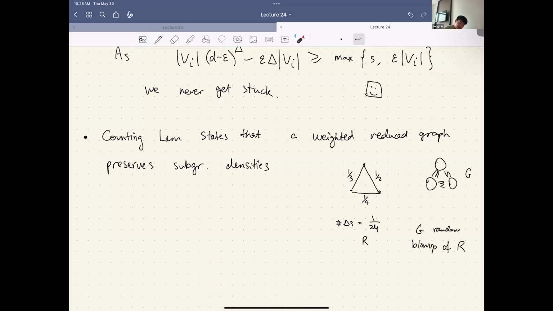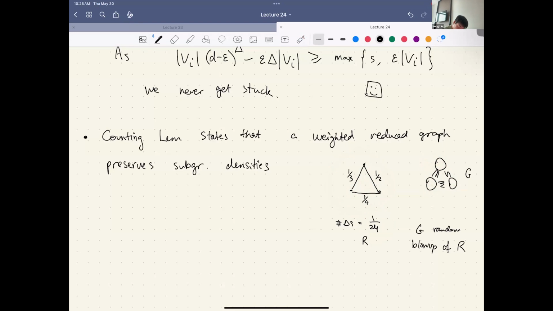then you pick 3 vertices from G. The probability that you form an edge here is 1/3 because that's the density there. It's a regular pair, so it's random-like. The probability that these two form an edge is 1/2. The probability this forms an edge is 1/4. So altogether, you get a triangle with probability 1/24. So if you look at these canonical triangles with one vertex in each part, the density of this triangle is exactly 1/24. It's the same as the weighted count in R.